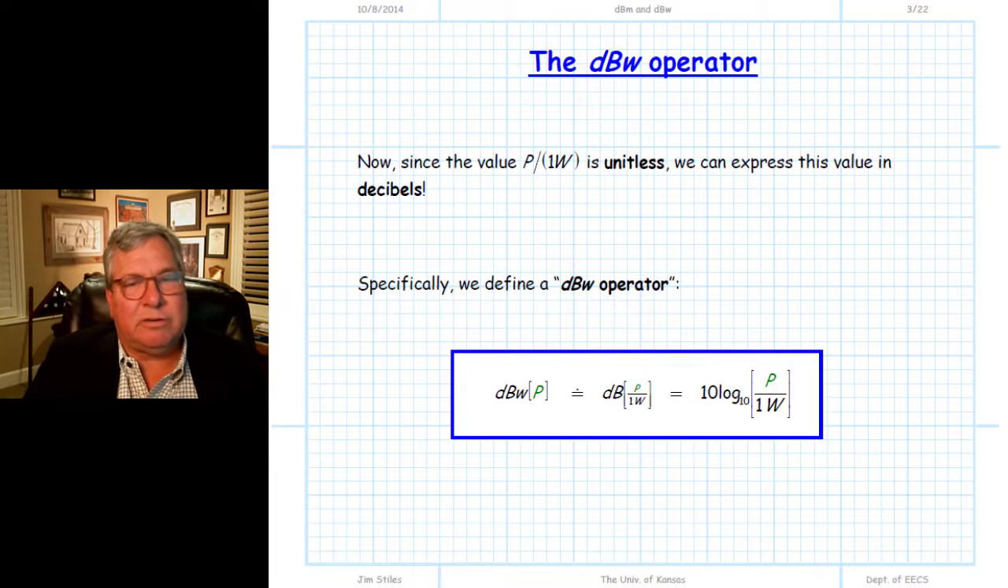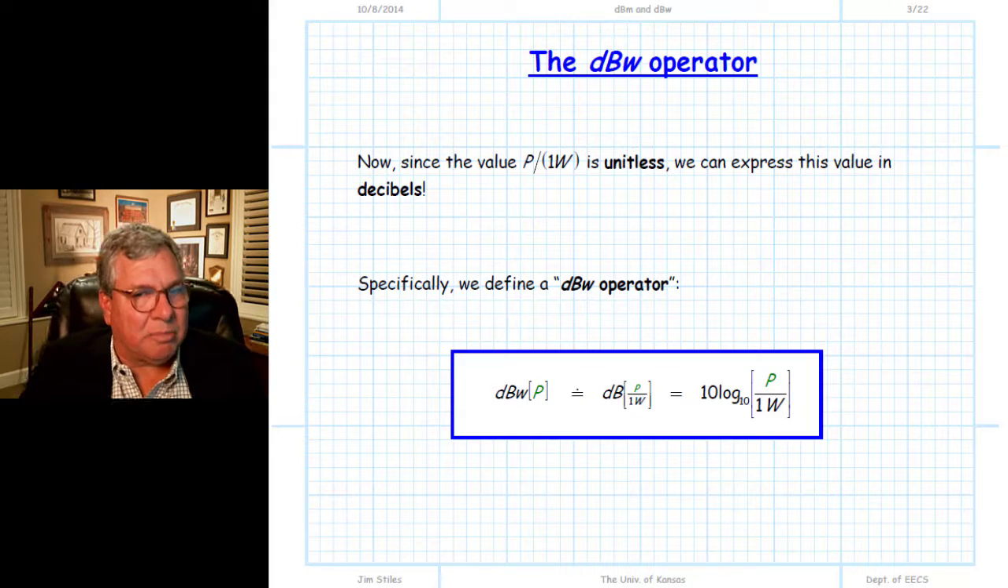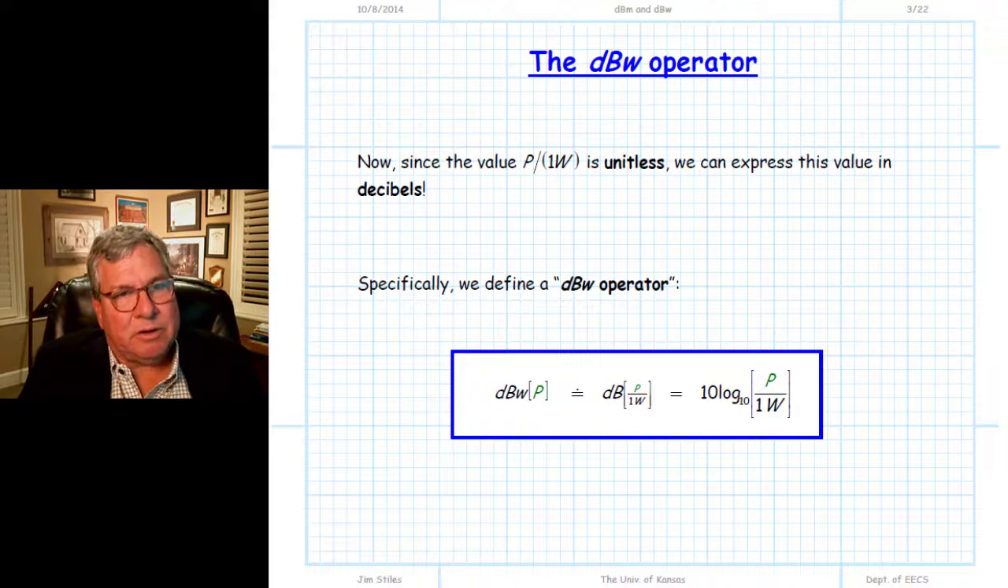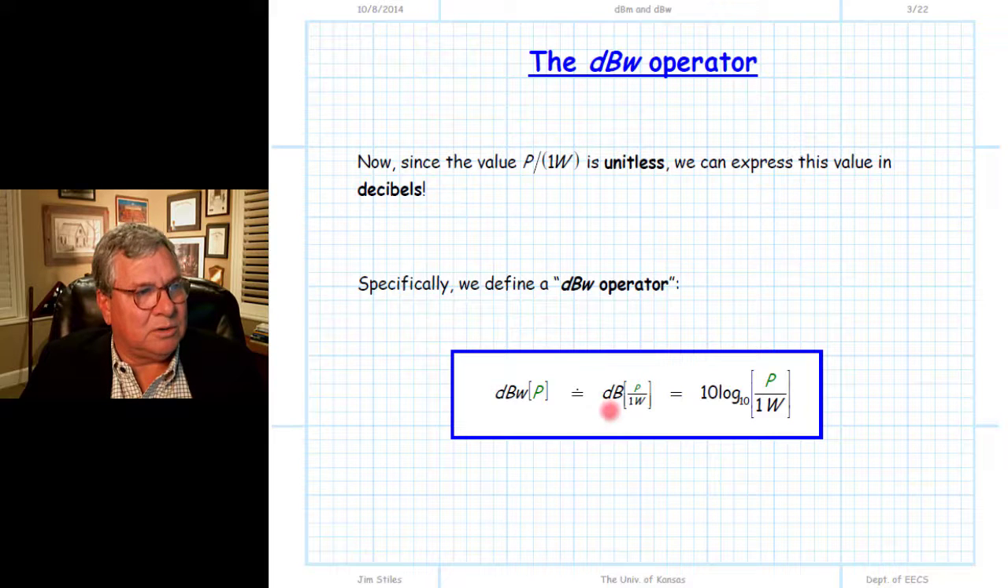So we can take that coefficient, that normalized power, and then apply a log operator to it, the decibel operator to it. And when we do so, we define a new operator, which we call the dBw operator. The dBw operator operates on some power. But what it really is simply taking that power and first, in the operation, dividing by 1 watt. Normalize it, making this ratio P divided by 1 watt into a coefficient, and then we can apply the decibel operator to that coefficient. And so, combining these two steps, we see the dBw operator is take the power divided by 1 watt, and then take 10 log 10 of that unitless result, the dBw operator.